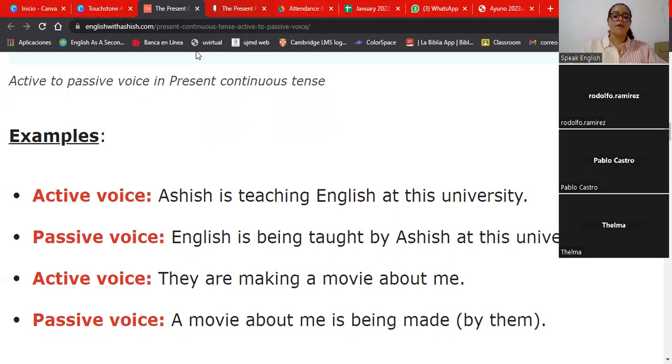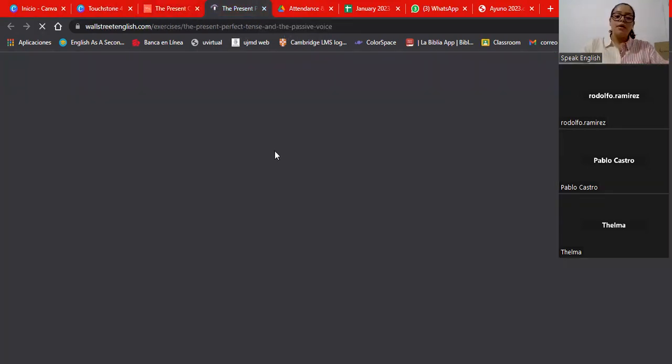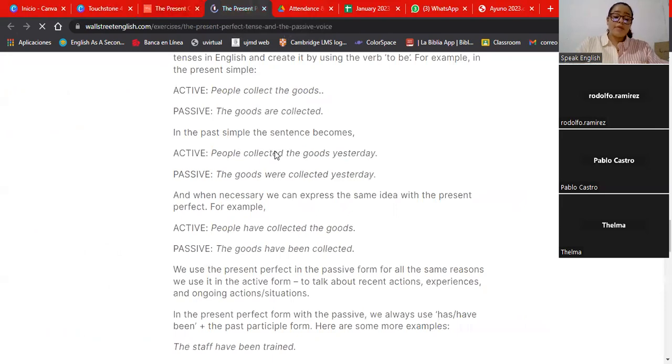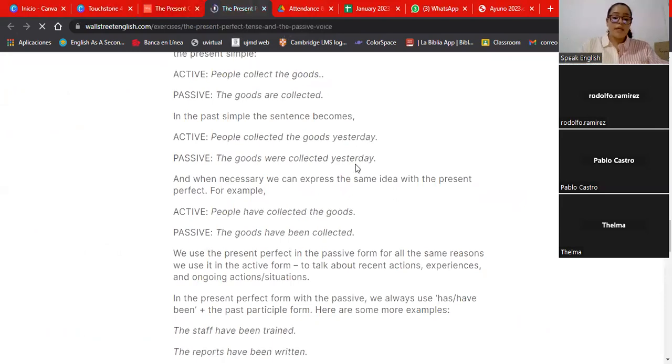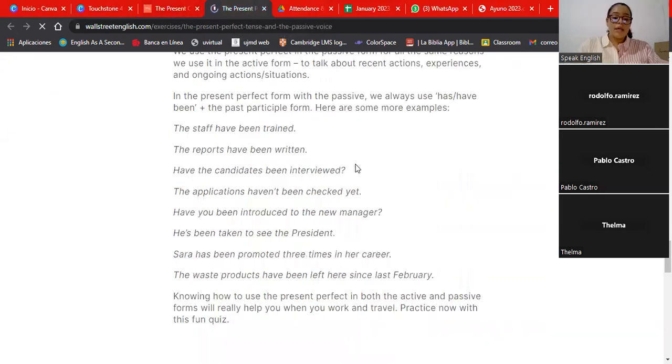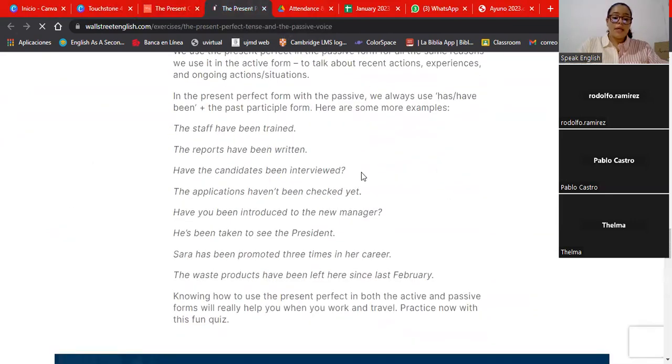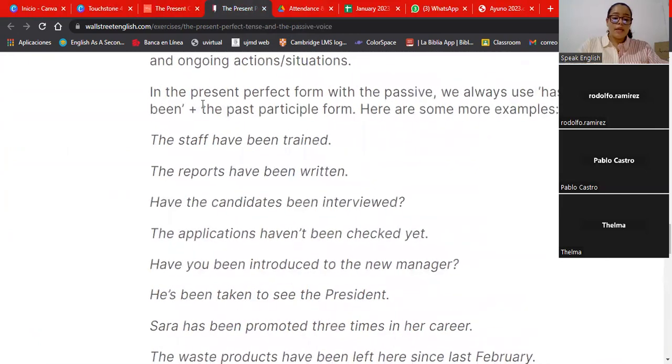I got it. Okay. So let's see now the present perfect in the passive voice. Let me go down, well, this part basically. Let me zoom in.